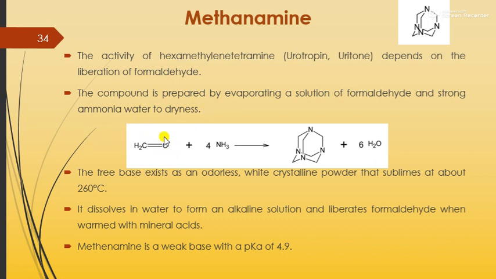You can see this is the formaldehyde molecule and this is the ammonia. When these both compounds are combined and allowed to evaporate, the solution will give a methenamine molecule. The free base exists as an odorless white crystalline powder that sublimes at about 260 degrees Celsius. It dissolves in water to form an alkaline solution and liberates formaldehyde when warmed with mineral acid. Methenamine is a weak base with a pKa value of 4.9.